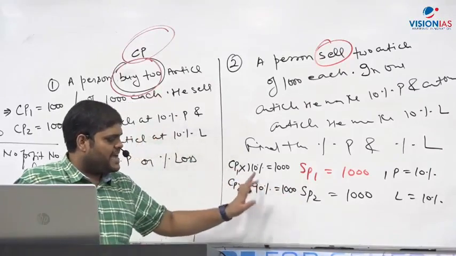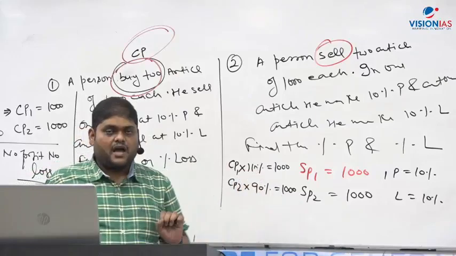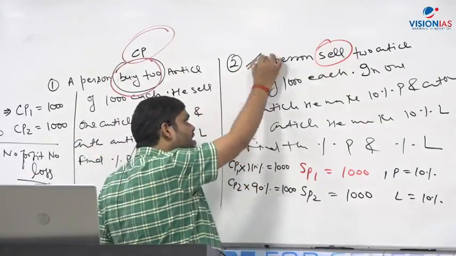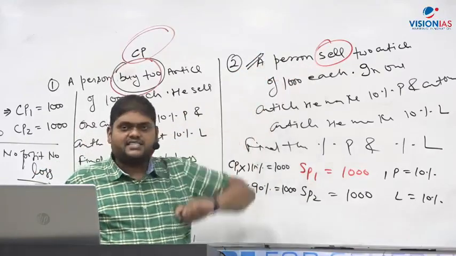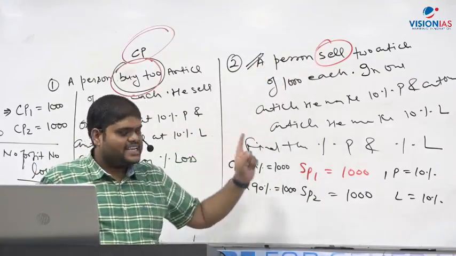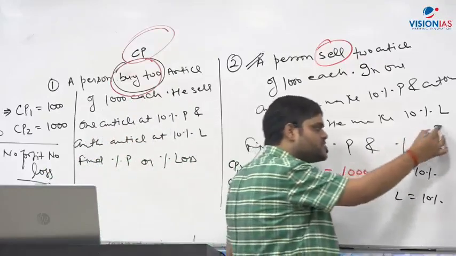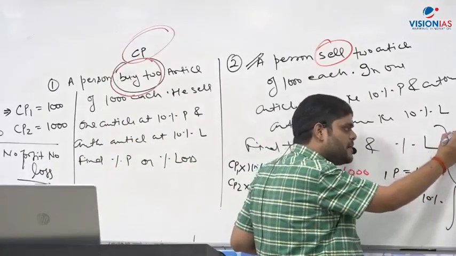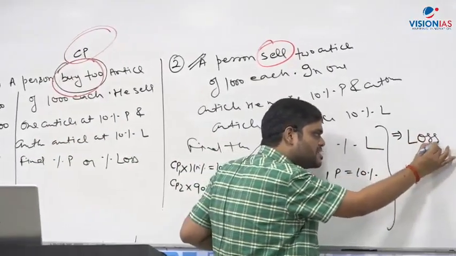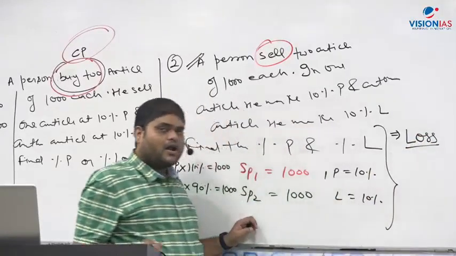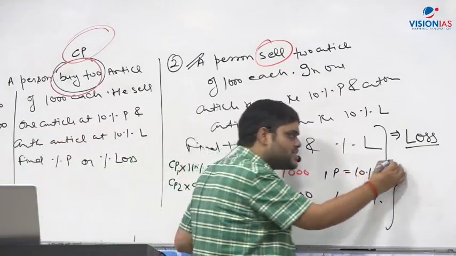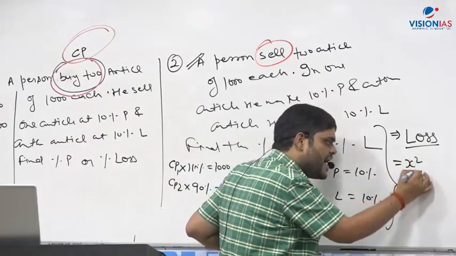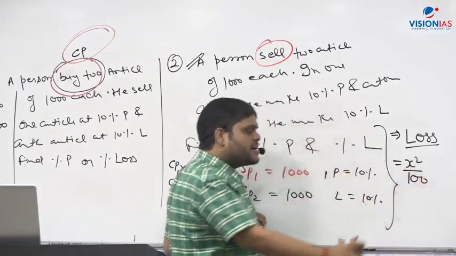But my aim is not to solve this problem, because this question is coming directly, and in such cases, whenever the selling price is given, there will always be a loss. Remember this thing. Always there will be a loss. And how much loss? The loss will be x square upon 100%.